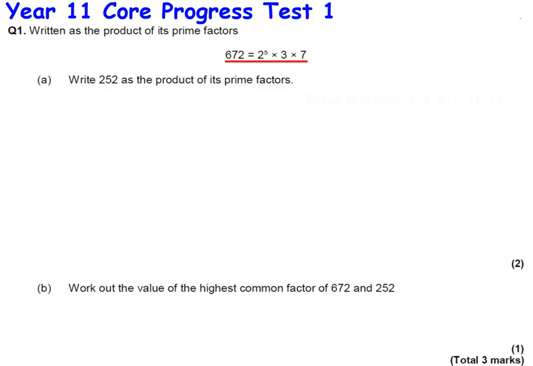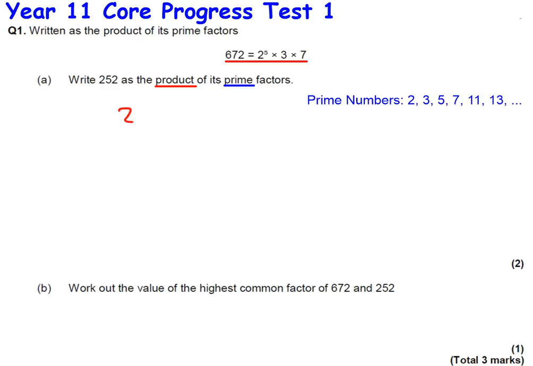Now write 252 as a product, meaning multiply, of its prime factors. Now to help us out here, we need to know our prime numbers. Now the first prime numbers are 2, 3, 5, 7, 11 and 13. Now there are more, but usually these are the only ones that we're going to need to use.